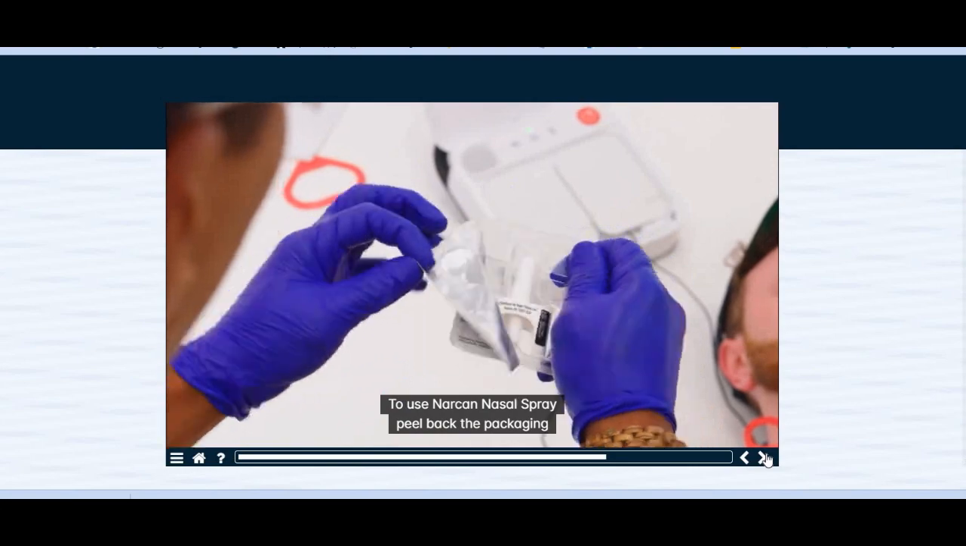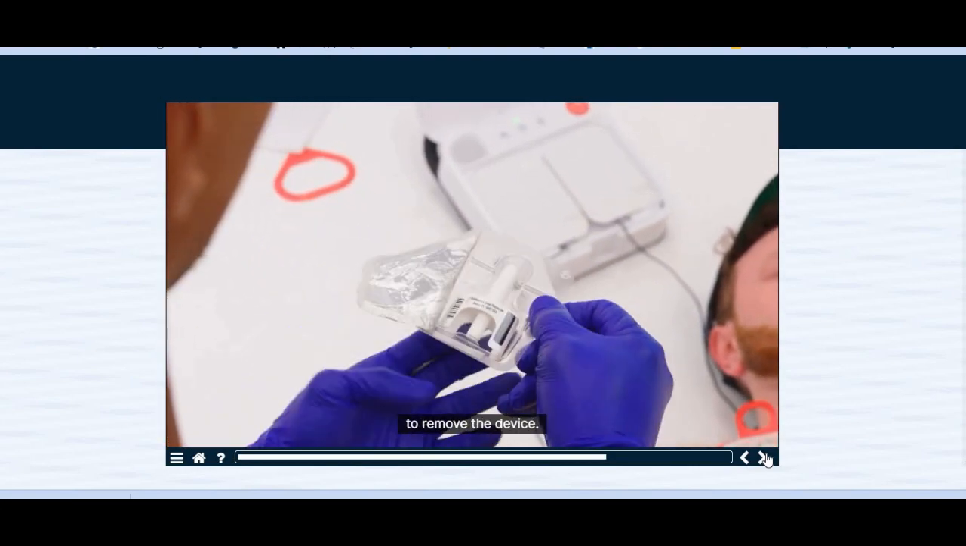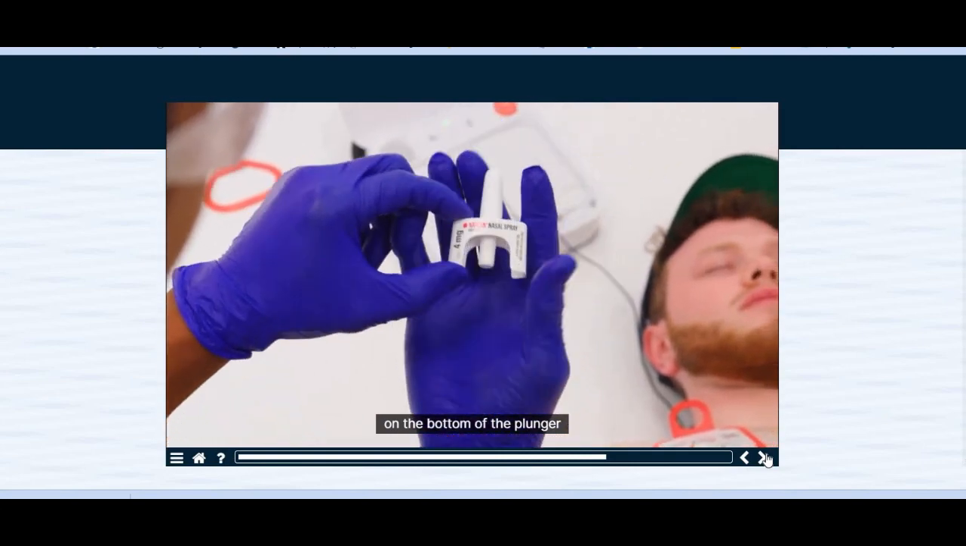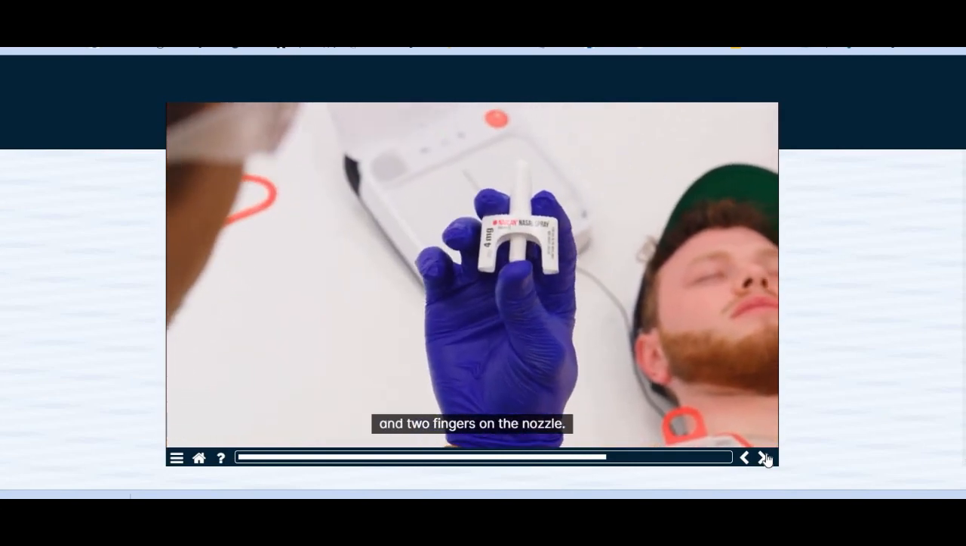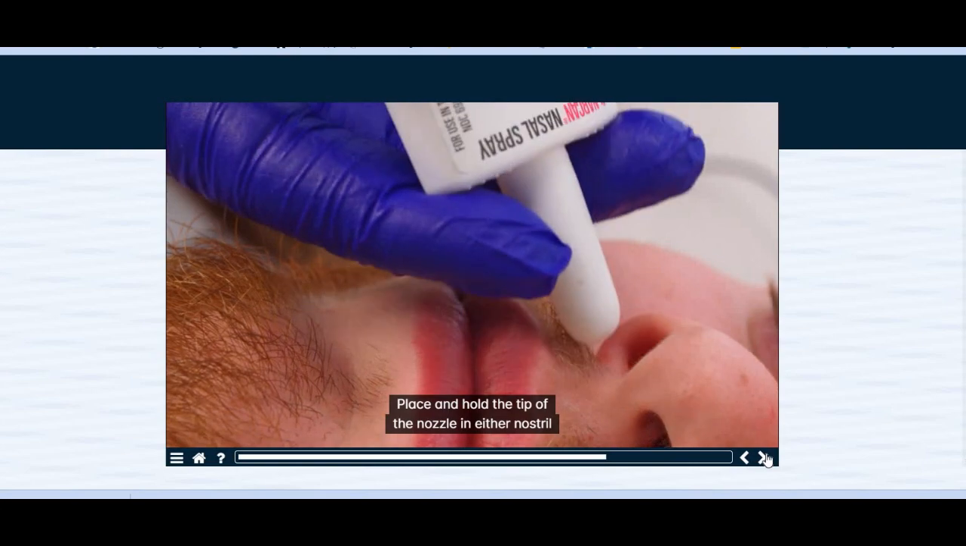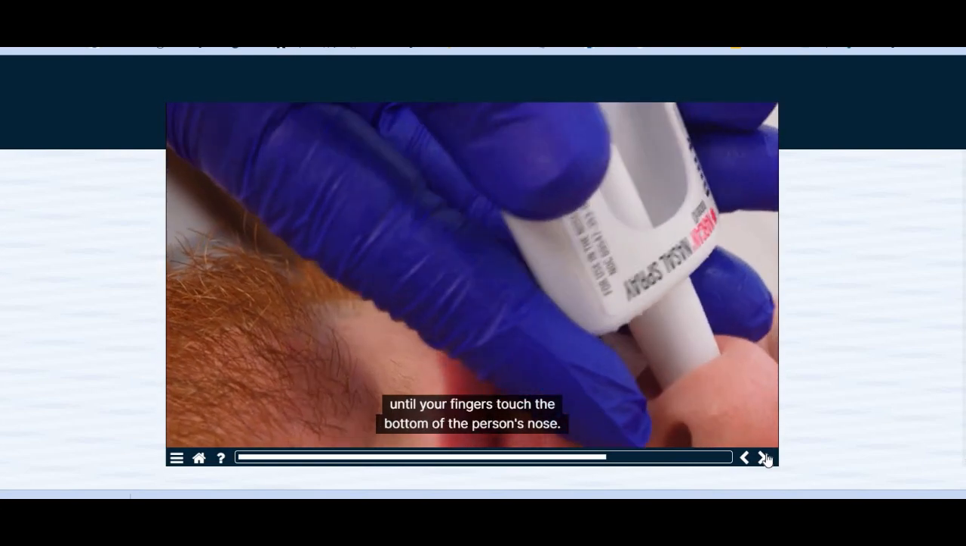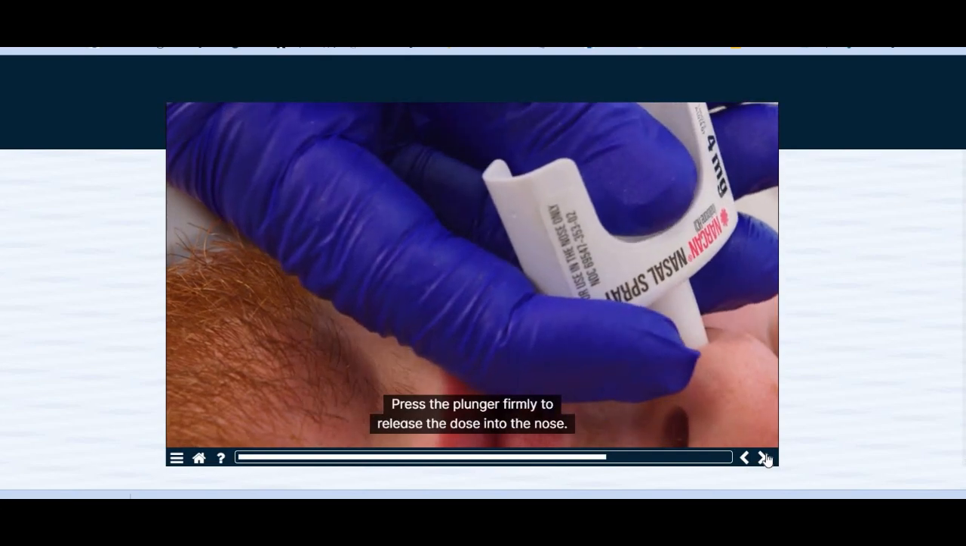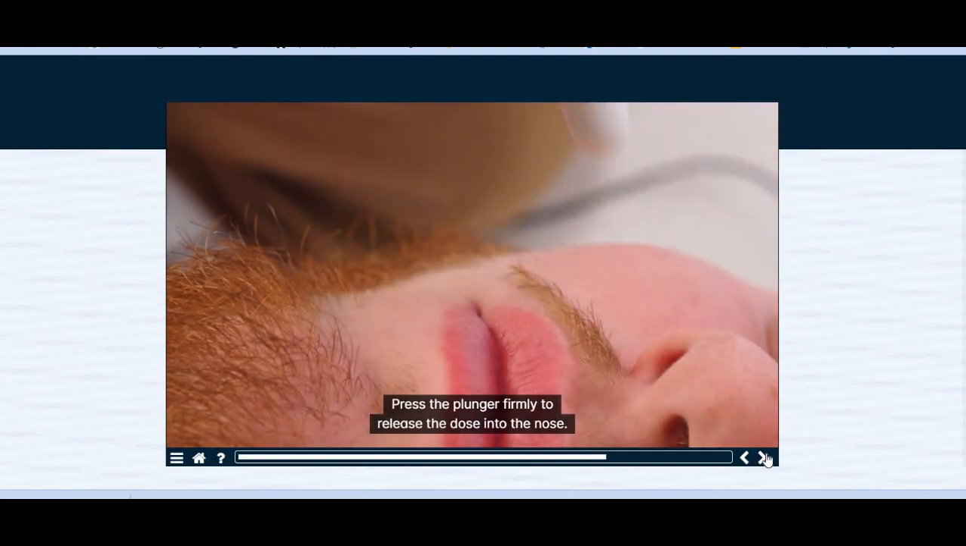To use Narcan nasal spray, peel back the packaging to remove the device. Hold the device with your thumb on the bottom of the plunger and 2 fingers on the nozzle. Place and hold the tip of the nozzle in either nostril until your fingers touch the bottom of the person's nose. Press the plunger firmly to release the dose into the nose.